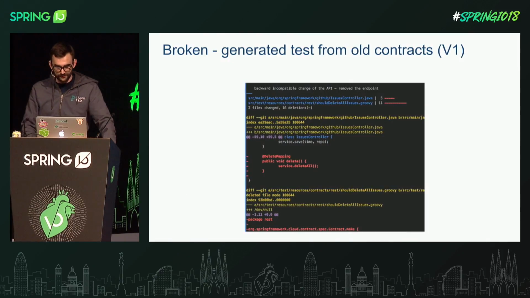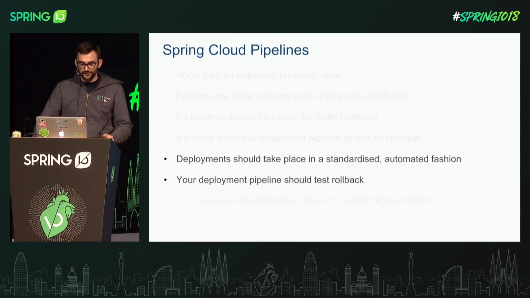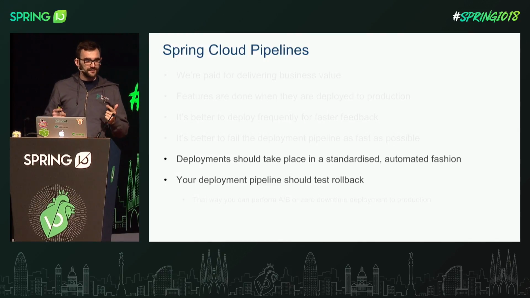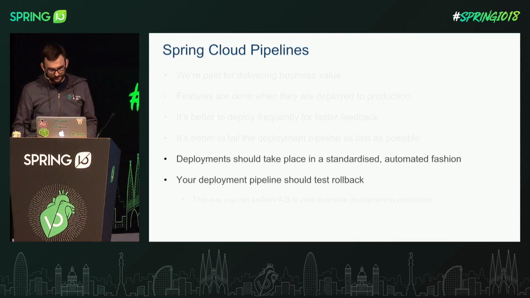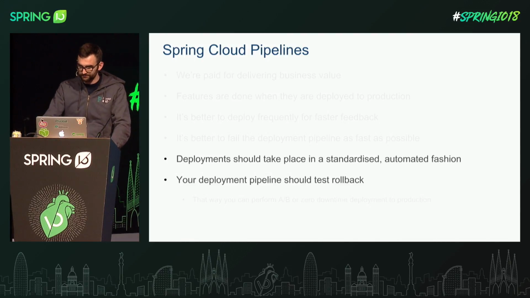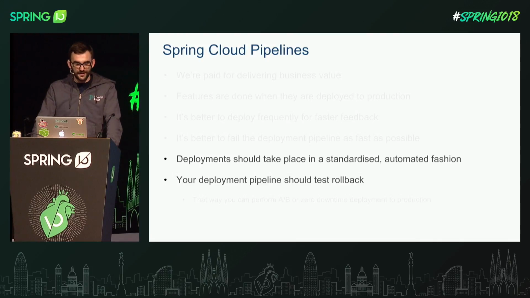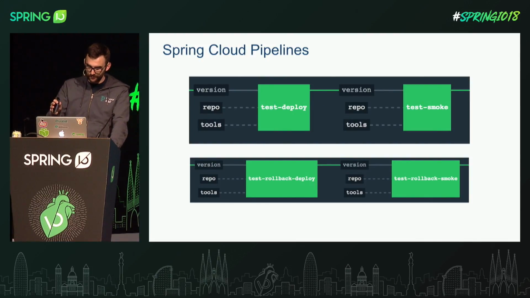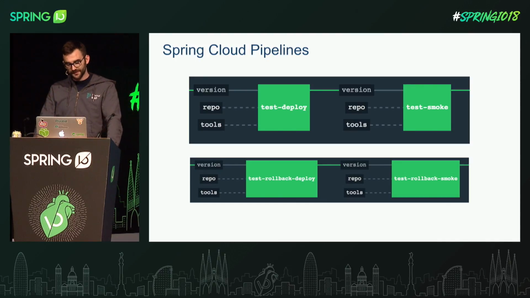Yeah, because I deleted the code. Cool, so this is how you can extremely fast fail, and you can actually verify this even without pushing the code. Now, standardization, automation, and rolling back. So we have 4 steps: test deploy, test smoke, test rollback deploy, test rollback smoke.